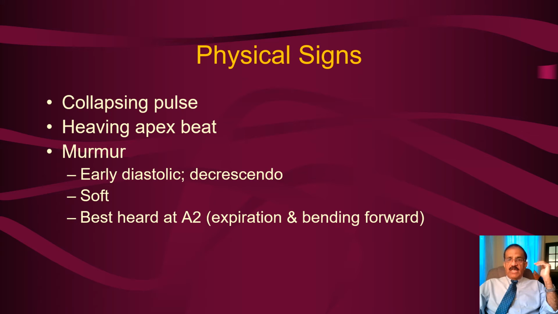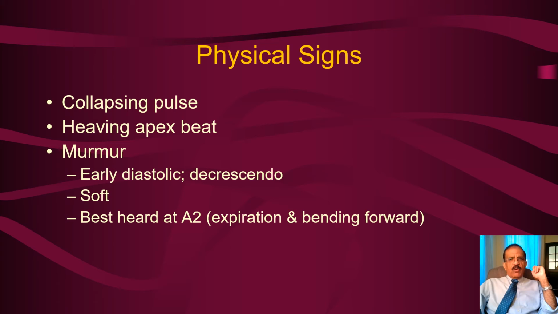Plus it is decrescendo, that means it is of maximum intensity to start with and gradually reduces in intensity. It is usually very soft. Unlike the murmur of aortic stenosis, this can be easily missed unless you are a very careful examiner and you examine the patient very carefully in a quiet environment. You can definitely miss this murmur.